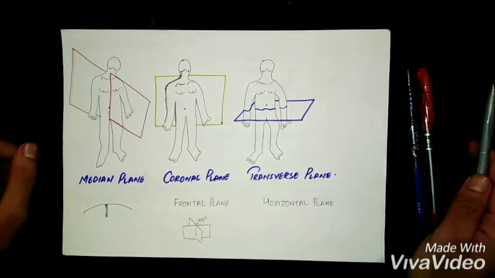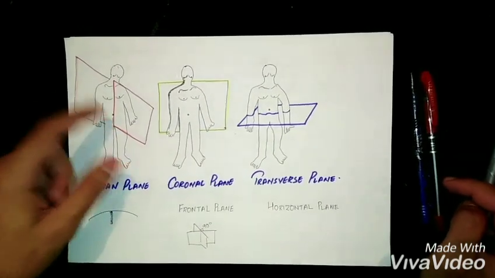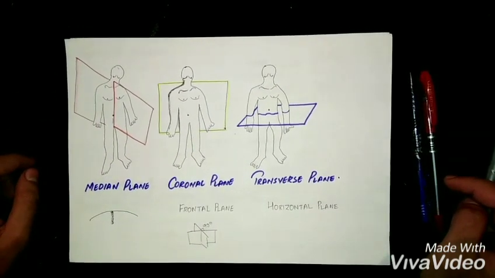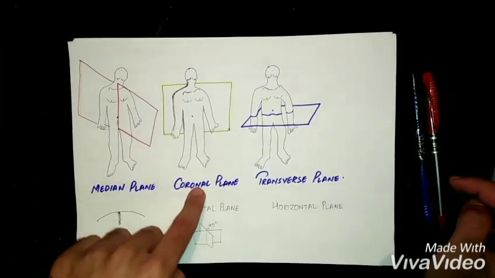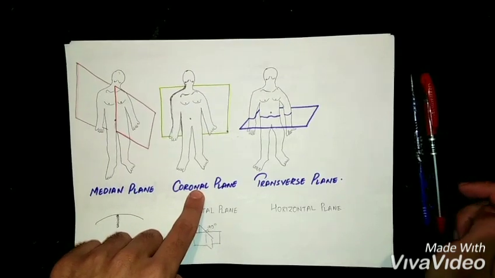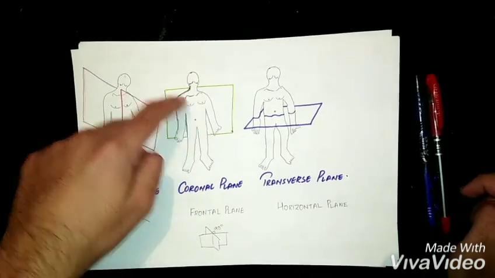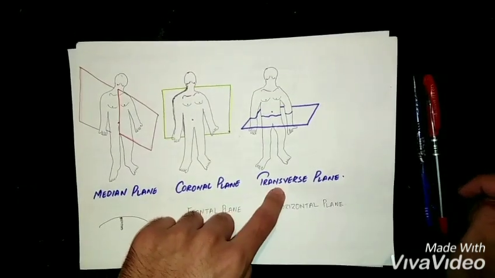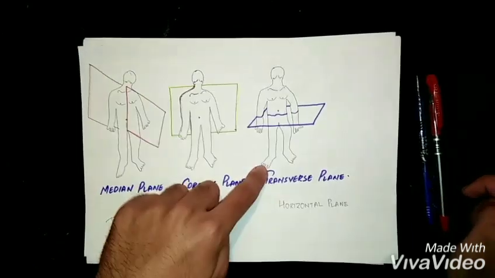One more thing I wanted to revise here is that the median plane actually gives the definition of two things: one is medial, the other is lateral. Same, the coronal plane gives the definition of two different words, anterior and posterior. The transverse plane gives rise to two definitions, one is superior and one is inferior.